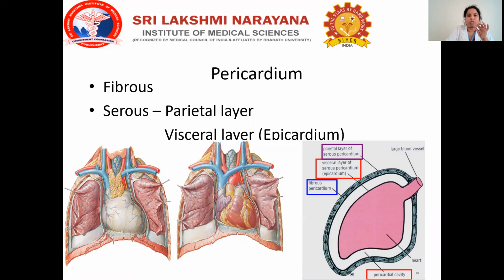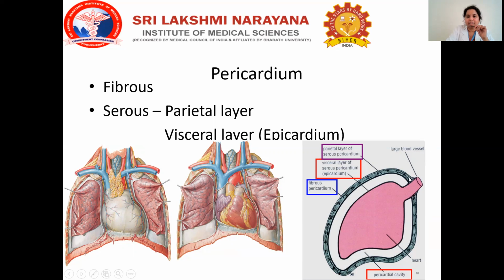The serous pericardium is like a closed balloon into which the heart gets invaginated. So the serous layer has two layers in turn. The part of the serous pericardium that is attached to the fibrous layer is called the parietal layer. The parietal layer reflects near the root of the heart onto the surface of the heart. The part of the serous pericardium that is attached to the heart is called the visceral pericardium, otherwise called the epicardium, the outermost layer of the heart.